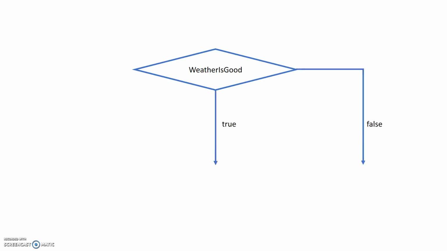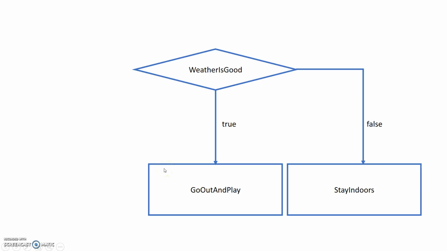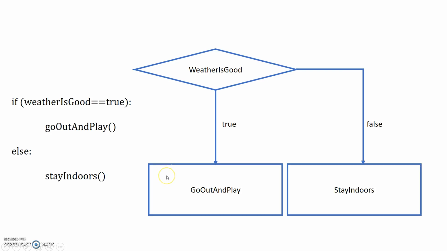So here's a quick recap on conditional statements. Let's say you want to write a program that tells you if you should go out and play or stay indoors. The program evaluates if the weather is good. There are only two possible outcomes, true or false. If the weather is good, then the program says go out and play. If it's not good, then the program says stay indoors. The code will look something like this. So I hope that's all review, and let's look at something that's more complex.